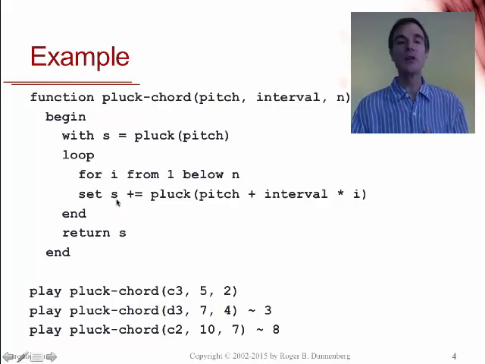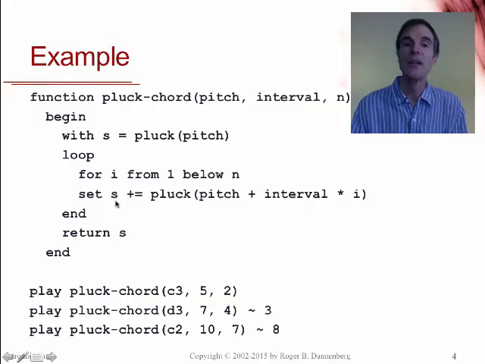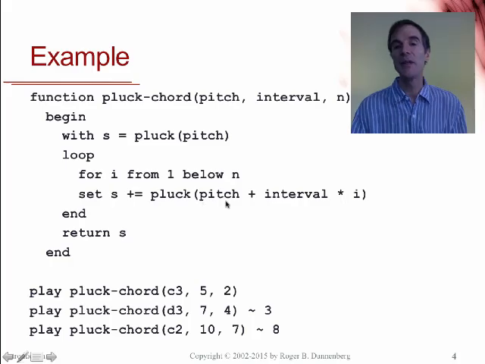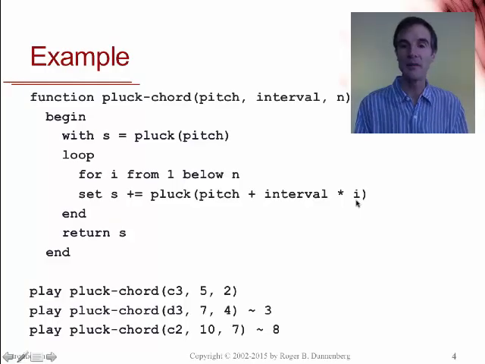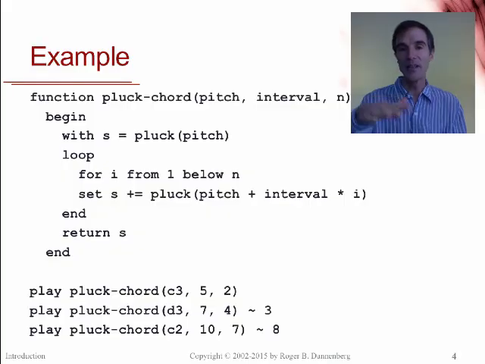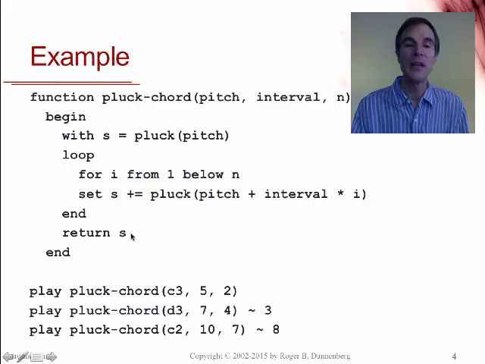And each time through the loop, we're going to set s, the sound, to the sum of itself using the plus-equal assignment. We're just adding in a new plucked sound, which is going to be the root pitch plus interval times i. i is how many times we've been through the loop, and interval is the number of steps between each pitch. And then we return s.